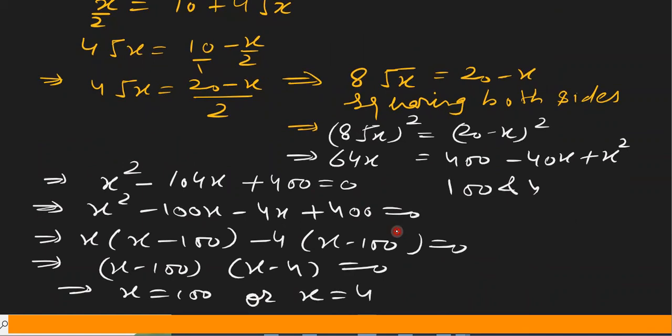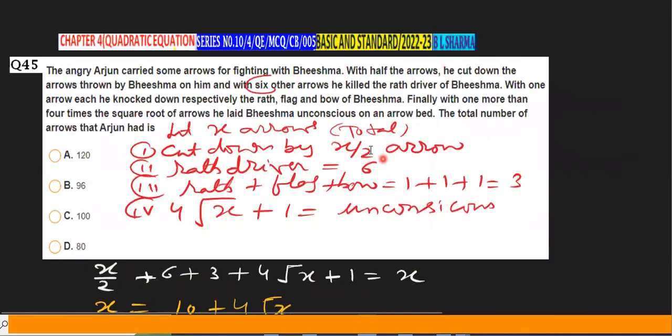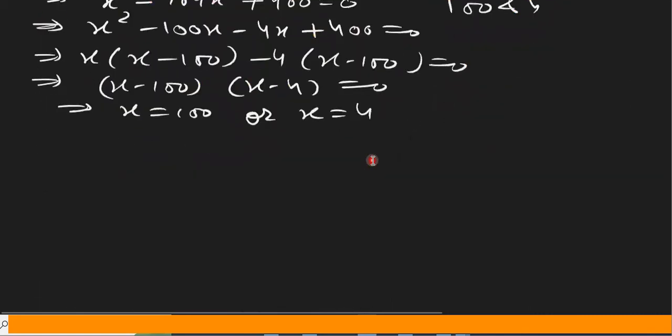नंबर ऑफ एरोज कैन नॉट बी लेस देन 4 ओनली. टोटल 4 ही नहीं हो सकता. क्योंकि देखिए क्यों नहीं हो सकता, क्योंकि 6 एरोज तो रथ ड्राइवर को किल करने में हो गया. 3 एरोज मींस रथ, फ्लैग और बॉ के लिए काम आ गया. तो दैट इज नॉट पॉसिबल. तो रिजेक्टिंग दिस, so that is rejected, not possible.